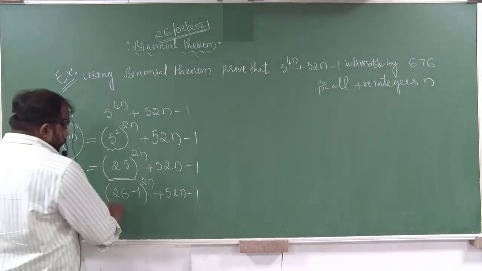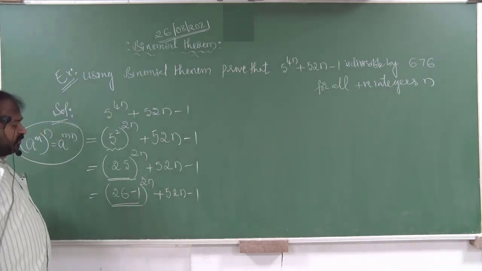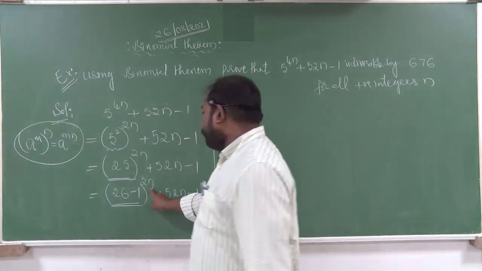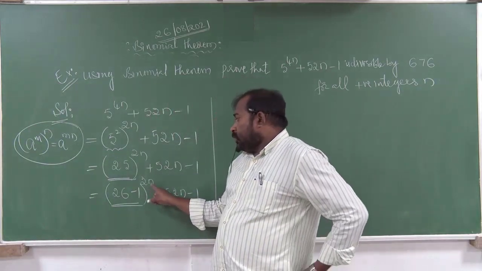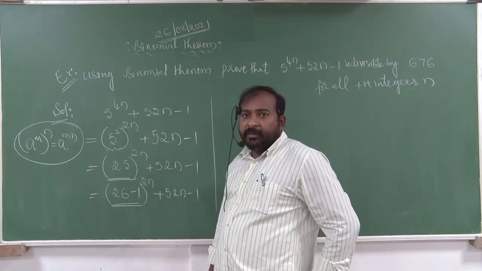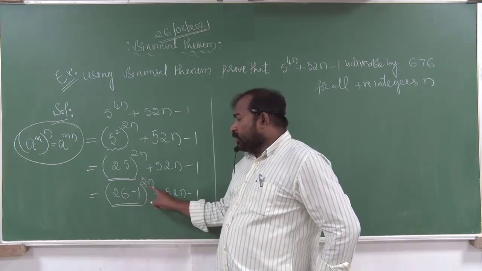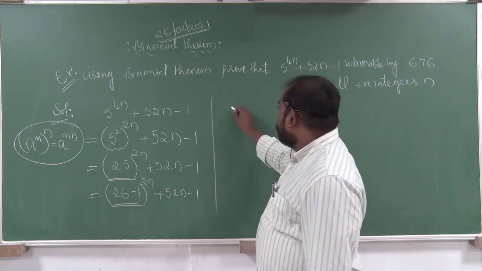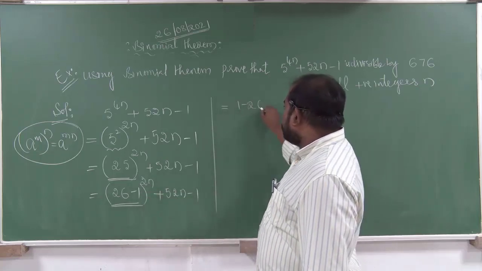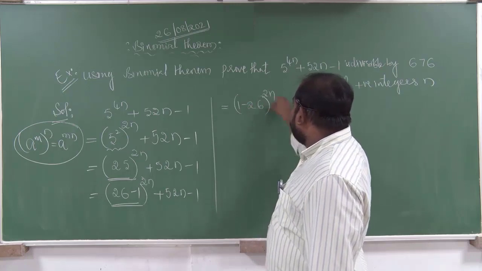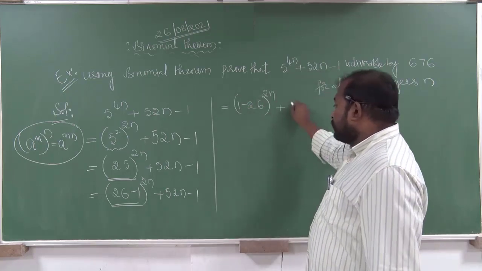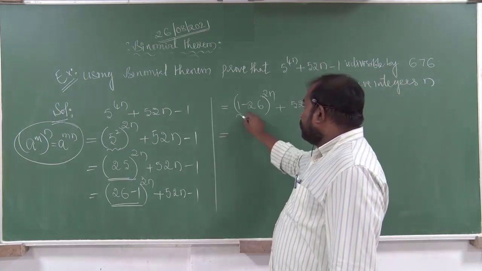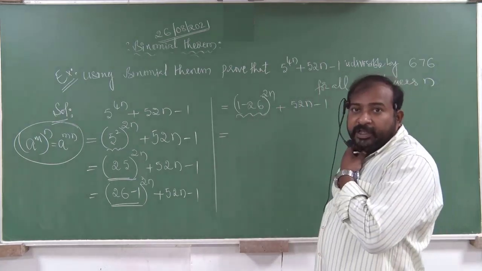Then this is in the form of 26 minus 1 whole power 2n. For any positive value, what is this 2n? You will get an even number only. 2n is always even when n is a positive integer. So this value I can write as 1 minus 26 whole power 2n plus 52n minus 1. Now expand this value with the help of the binomial theorem.